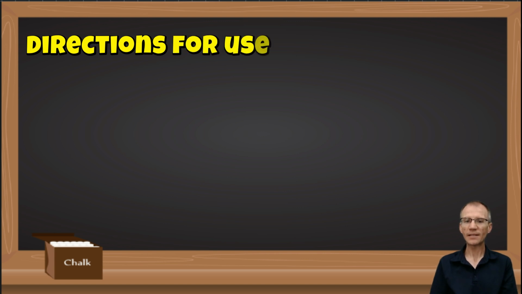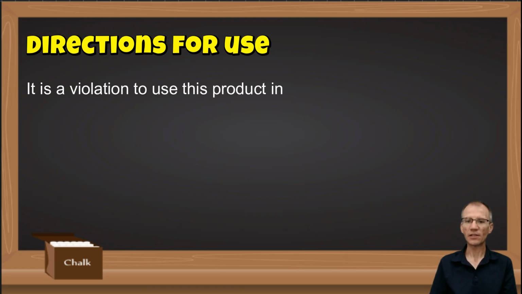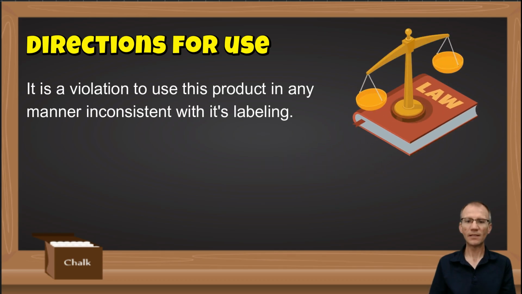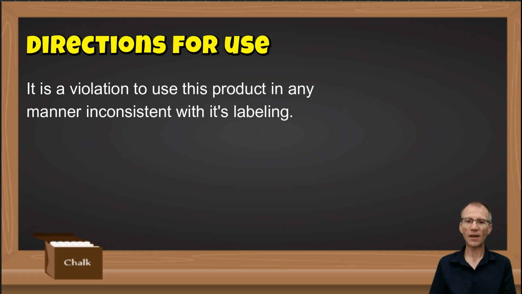The first thing I see on this label is the wording: it is a violation to use this product in any manner inconsistent with its labeling. So as we all understand at this point in our core trainings, the label is going to be the law. This is once again just telling us if you use this product in any manner inconsistent with that labeling, you are in violation of the federal law.